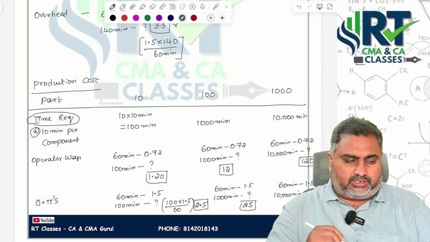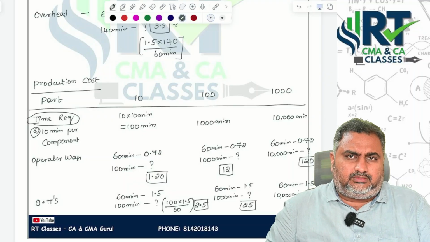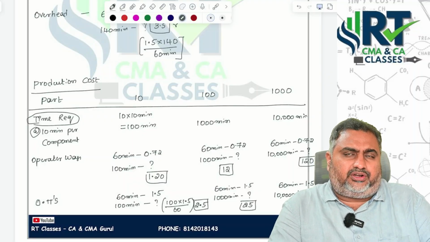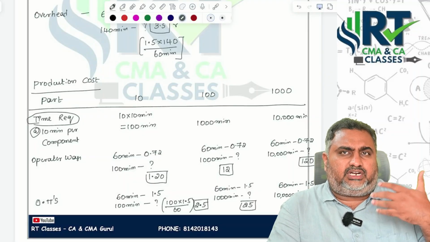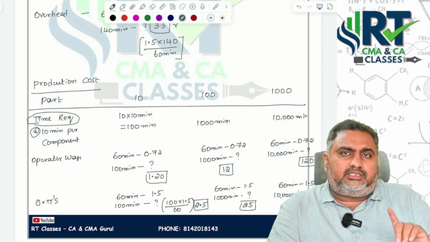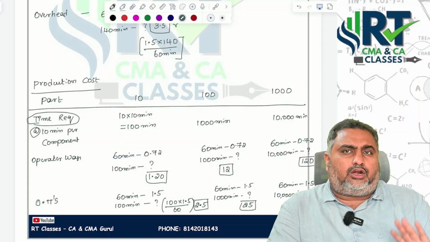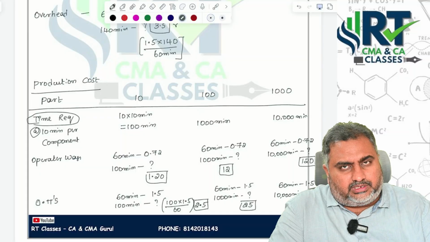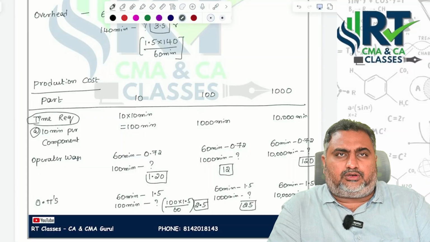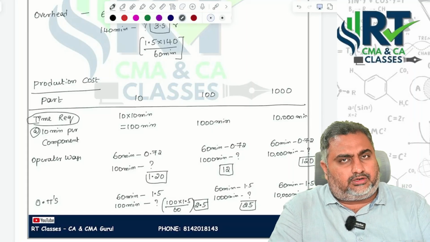This is what production cost point of view. If you want to do production, 10 components, each component you take 10 minutes. For 10 components 100 minutes, 1000 components 10,000 minutes you require. Each 60 minutes I am paying 72 paisa per worker. Then automatically to do 10 components he needs to spend 100 minutes. Then I am supposed to pay 1 rupee 20 paisa. For 10 components 1 rupee 20, means 100 components 12 rupees, 1000 components 120 rupees.